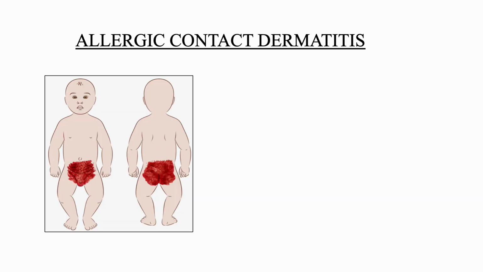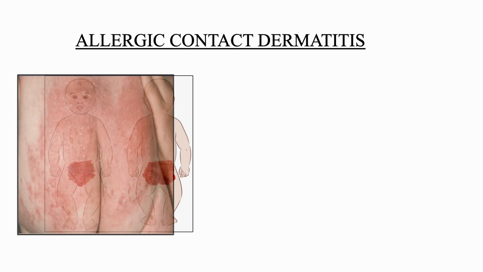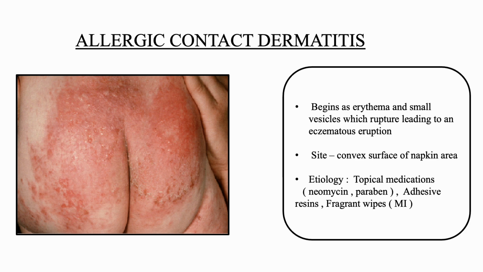In allergic contact dermatitis, the figure given shows that there is classical involvement of the convexities of the buttock as well as the lower abdomen and genital area with no sparing of the intertriginous areas as we saw in irritant contact dermatitis. It begins as an erythema and small vesicles which rupture leading to an eczematous eruption. Site we've already learned about. And etiology is topical medications, adhesive resins, and fragrant wipes.